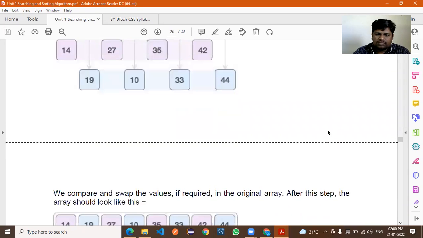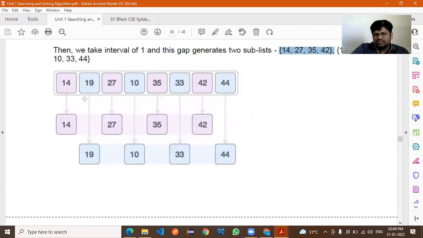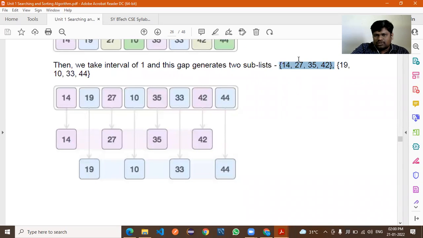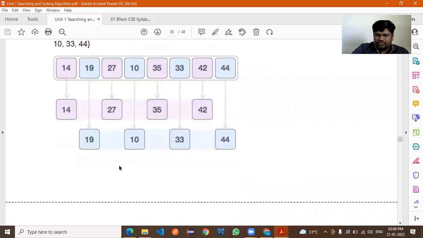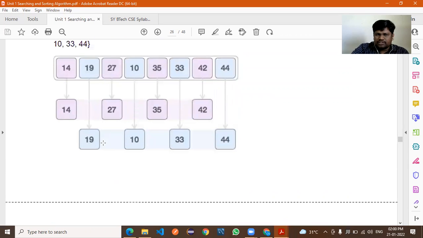Now here, 14. Now 19 is compared with 27. Right. So who is the less here, 19 or 27? 19. So 19 will come here, at the 27 place. Right. So 27 will be considered as the next.